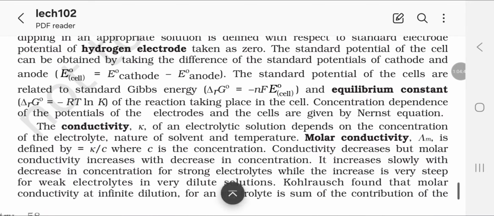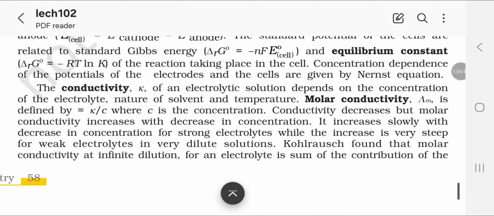The conductivity kappa of an electrolytic solution depends on the concentration of the electrolyte, nature of solvent and temperature. Molar conductivity Λm is defined by kappa by C, where C is concentration. Conductivity decreases but molar conductivity increases with the decrease in concentration. It increases slowly with decrease in concentration for strong electrolyte, while the increase is very steep for weak electrolyte in very dilute solution.